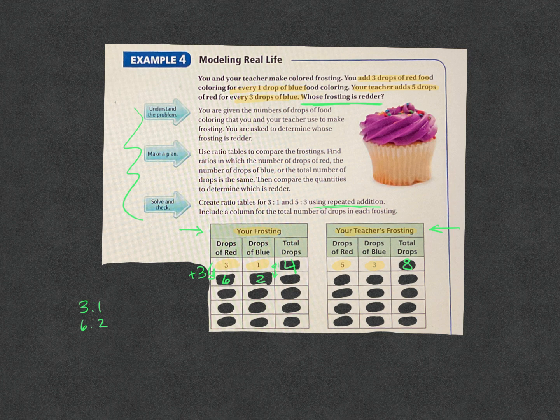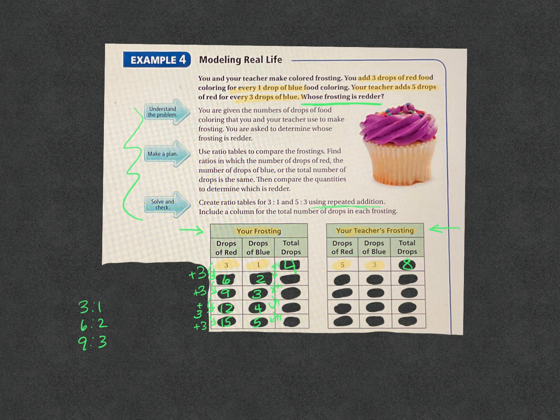The next thing I'm going to do is see what I get if I just add 3 more to this. Gives me 9. And I'm just going to add 1 more because I'm going to stick with my pattern. I got 9 and 3. Still equivalent. We're just going up by 3s and by 1s. Same thing, I'm going to add 3 more to get 12, add 1 more to get 4. And then I'm going to do 1 more box here and add 3 more, which gets me to 15. And 1 more gets me to 5.